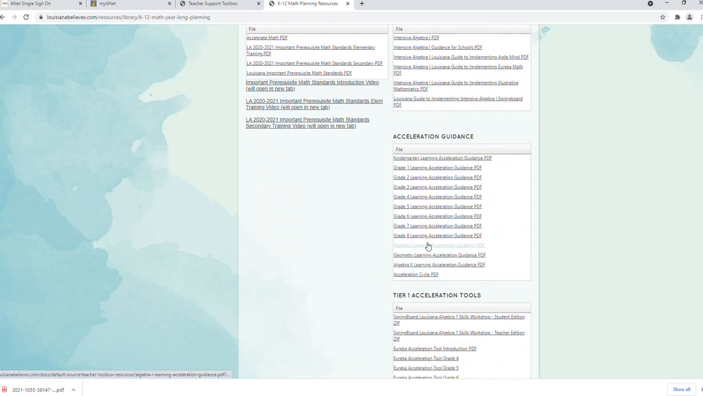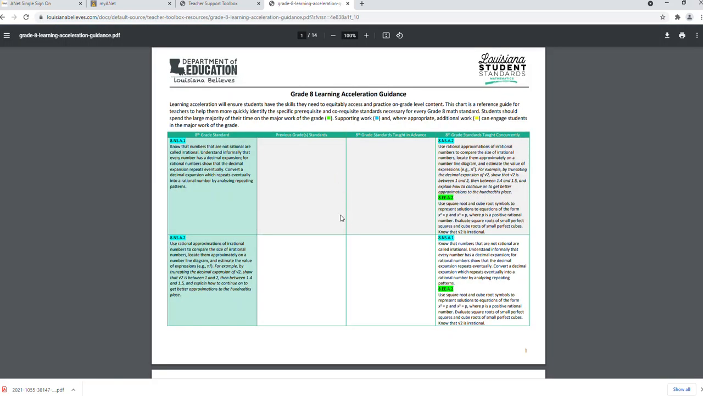And so if I go to grade 8, because we were looking at grade 8 earlier, if I go to grade 8 learning acceleration guidance and open it up, I get this. All right, so notice what it says. Learning acceleration will ensure students have the skills they need to equitably access and practice on grade level content. This chart is a reference guide for teachers to help them more quickly identify the specific prerequisite and co-requisite standards necessary for every grade 8 math standard.